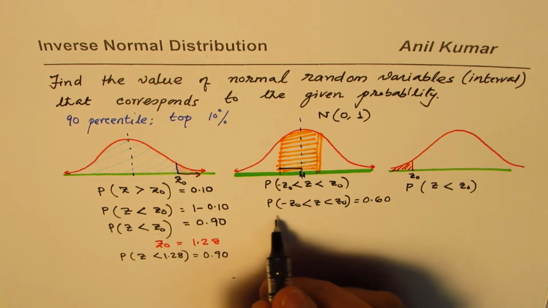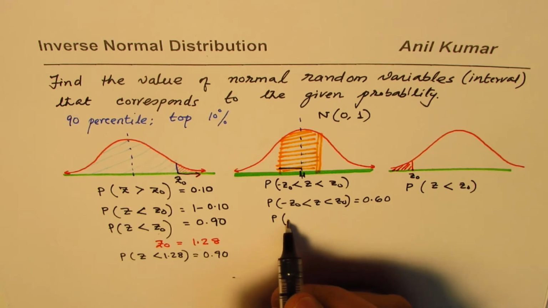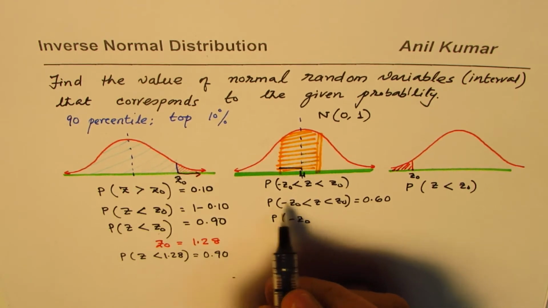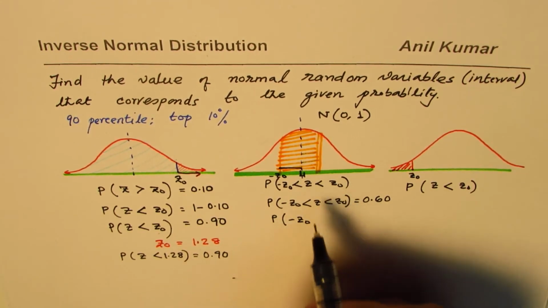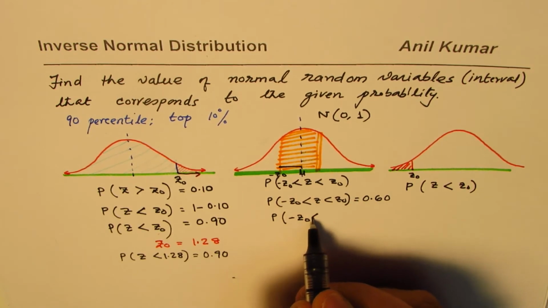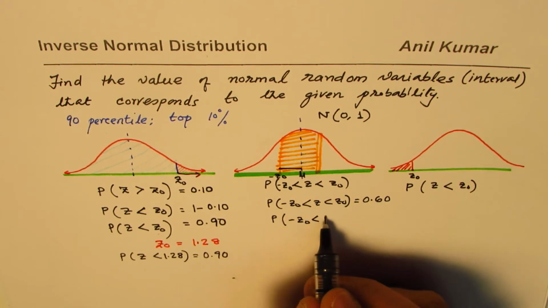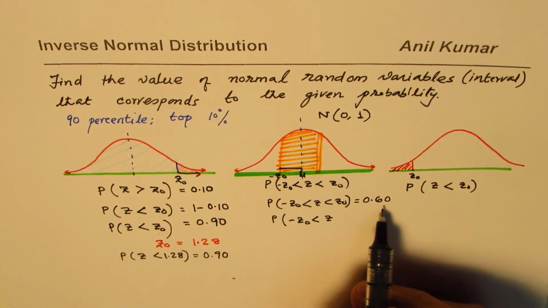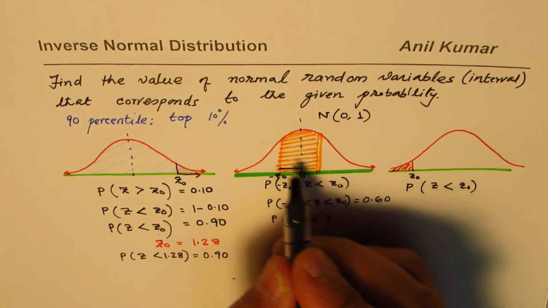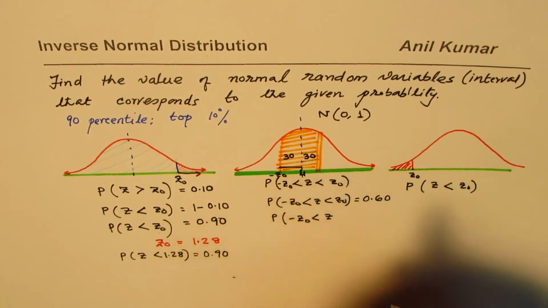So we say that probability for z to be greater than minus z0. So this is minus z0. Is it okay? Minus z0 and z0. Probability between these two positions is equals to how much? If this is 30%. If I say this is 60%, let me write like this. This is 30%. Is it okay? This is 30. This is 30.